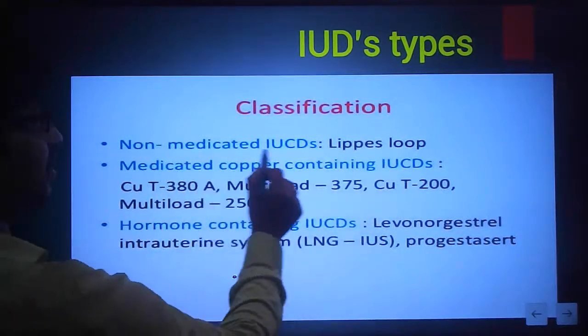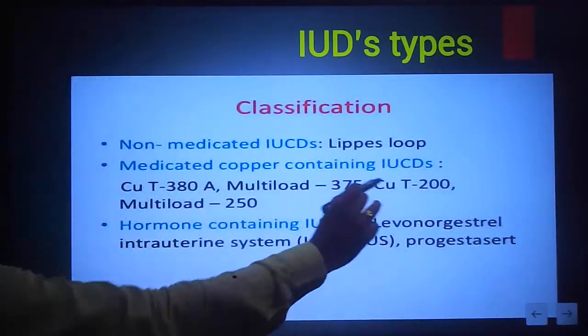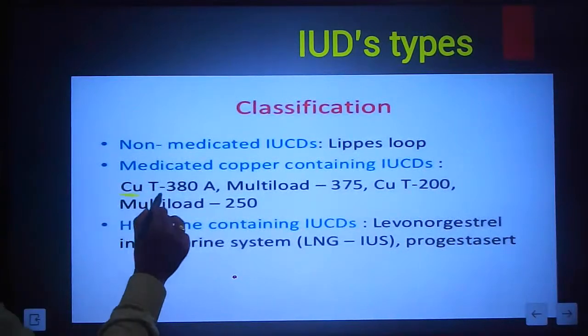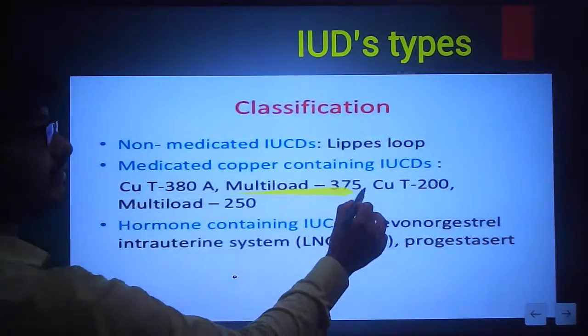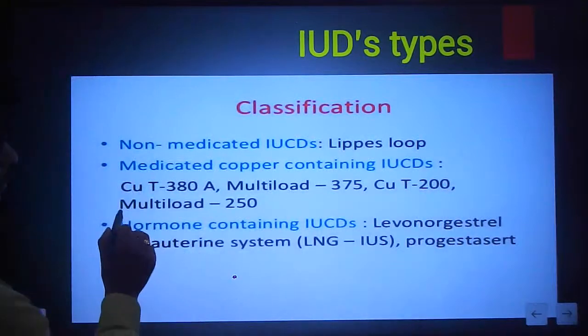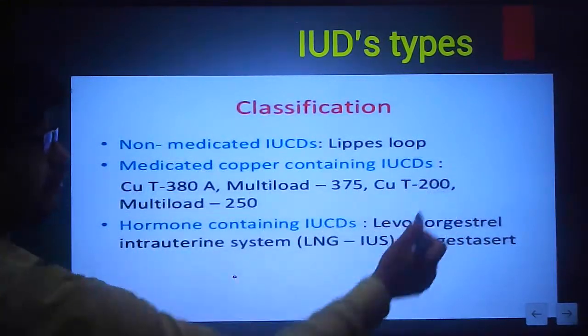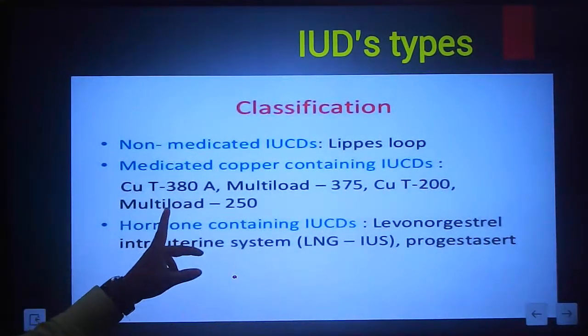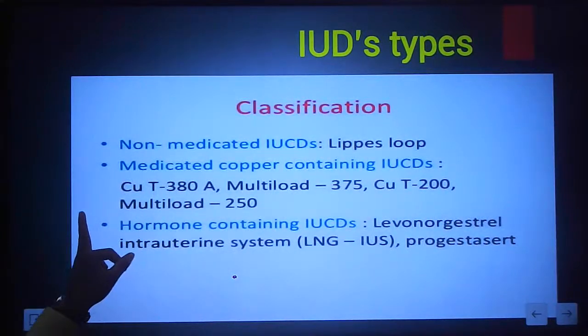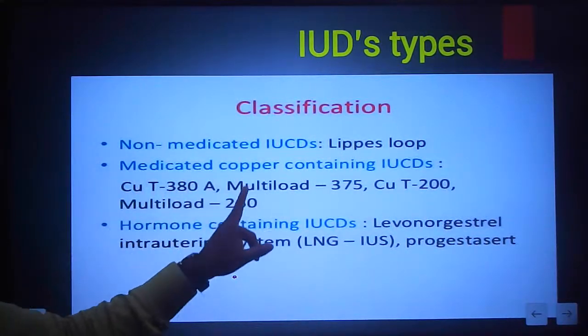Can you see the examples here? Non-medicated Lippes Loop. There are fewer examples given. See Copper T 380A, Multiload 375, Copper T 200, Multiload 250. Even if this type of option comes, you cannot get confused. These are the different varieties of the copper T that you could see, the copper-containing IUD.